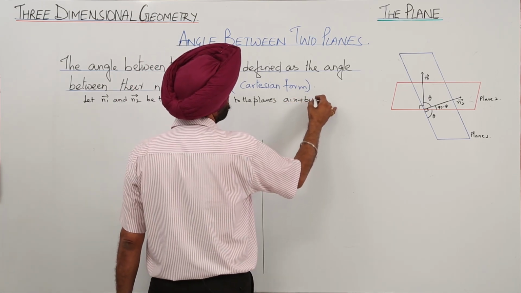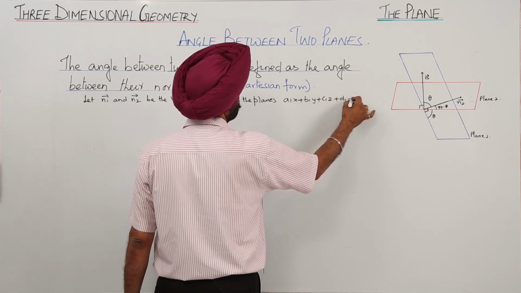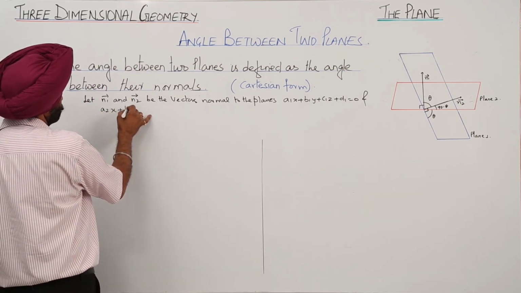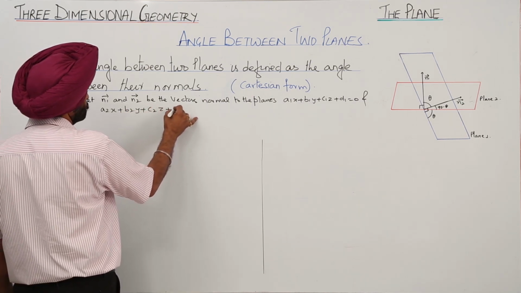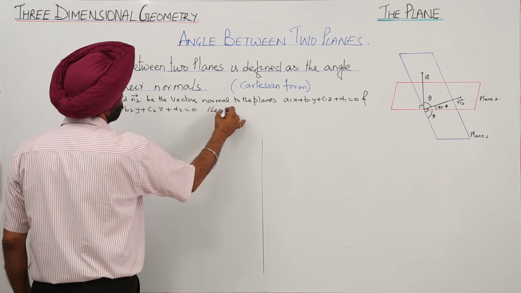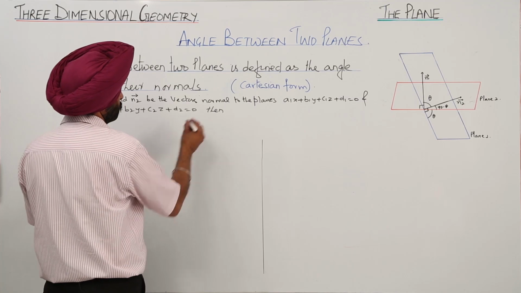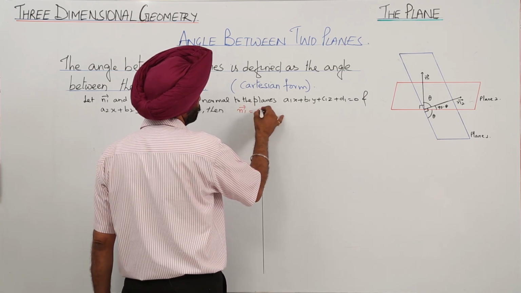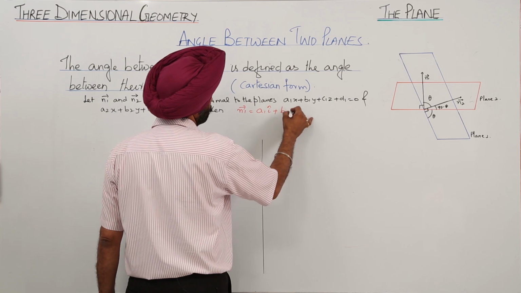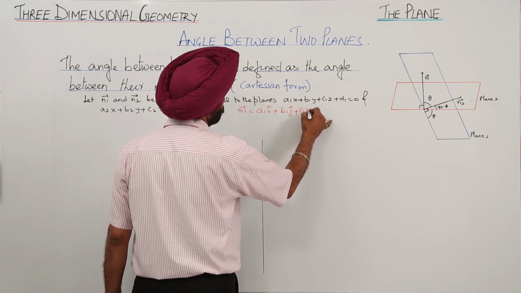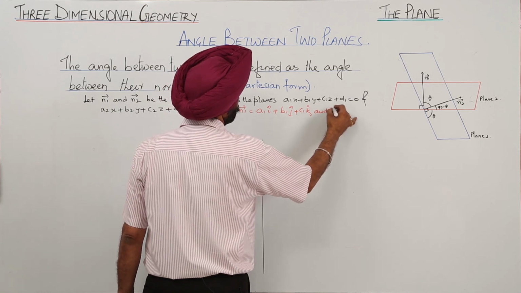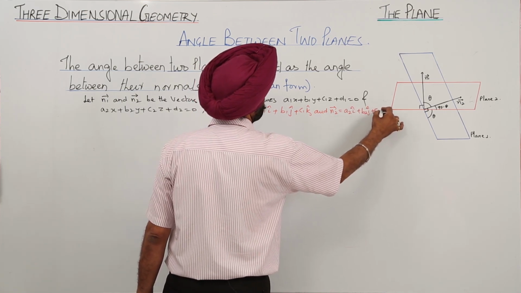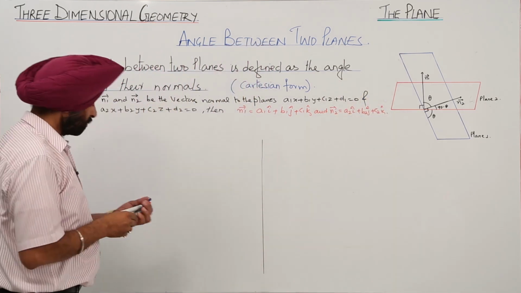a1x plus b1y plus c1z plus d1 is equal to 0 and a2x plus b2y plus c2z plus d2 is equal to 0, then vector n1 is equal to a1 i cap plus b1 j cap plus c1 k cap and vector n2 is equal to a2 i cap plus b2 j cap plus c2 k cap. Simple thing.